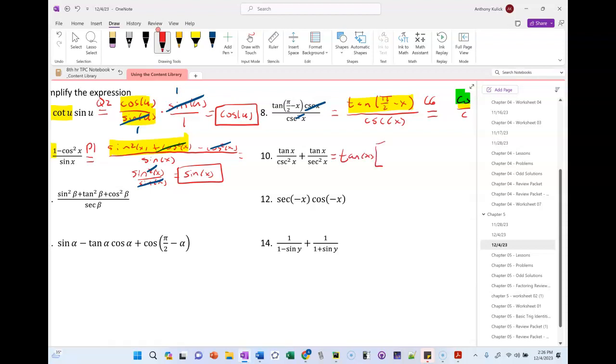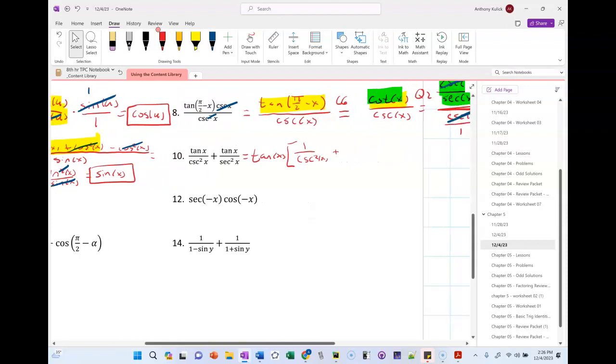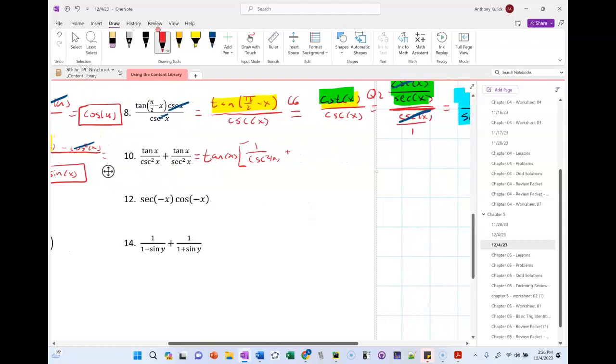So when we factor that tangent x off, what does the first fraction become? Close. It is 1 over cosecant squared. And so what does the second fraction become? 1 over secant squared. Excellent. That's our best first step.